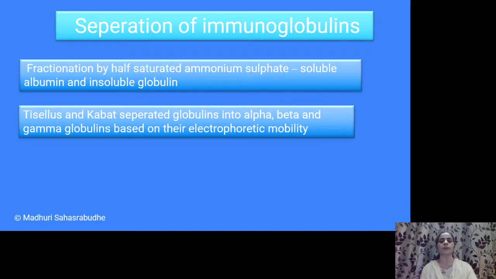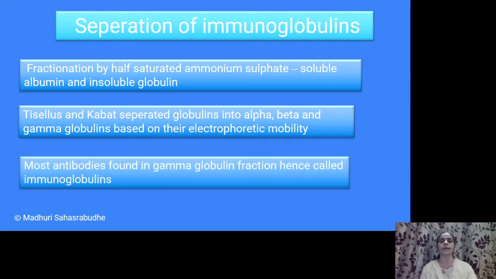So what is electrophoresis? Electrophoresis is the method of separation of particles based on their electric charge as well as their molecular size. The globulins are further separated into three types as alpha, beta and gamma globulins. It is observed that the antibody activity is found in the gamma globulin fraction and hence that is called immunoglobulins.